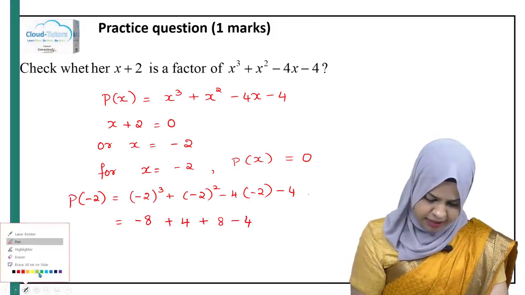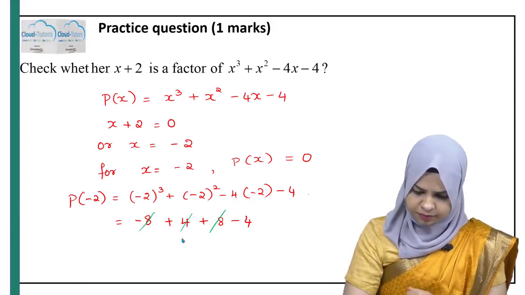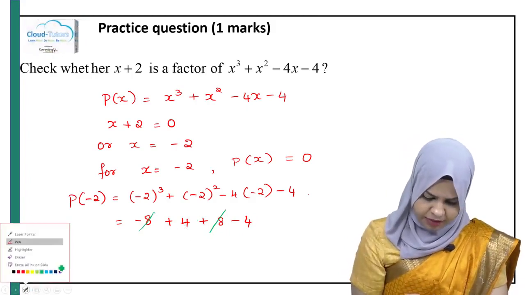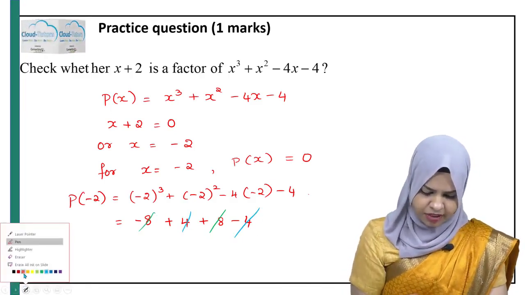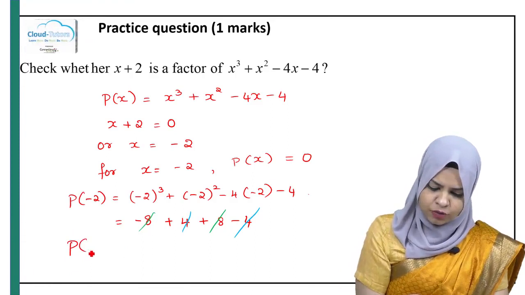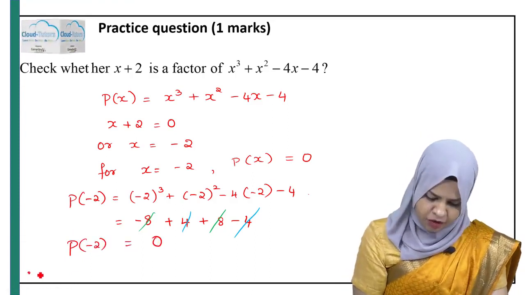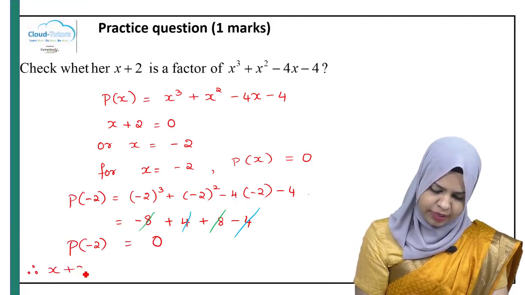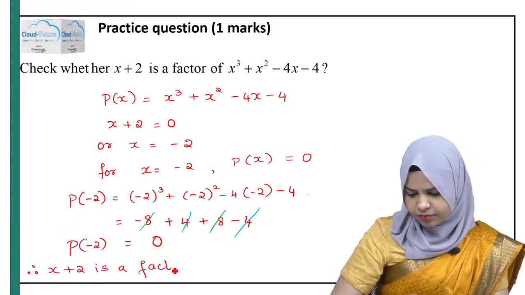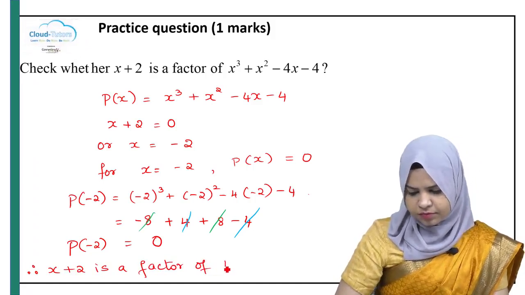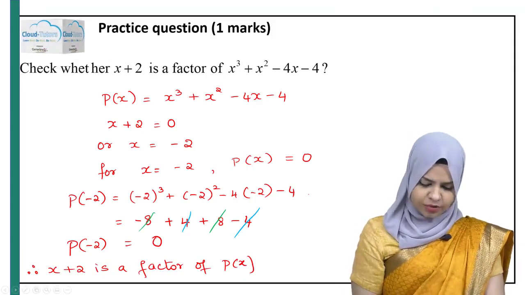As you all can see, this minus 8 plus 8 cancels out. Plus 4, let me use a different color. So plus 4 and minus 4 cancel each other. So what is the answer now? p of minus 2 is equal to 0. Therefore, x plus 2 is a factor of p of x. Okay, so let's go to the next question.